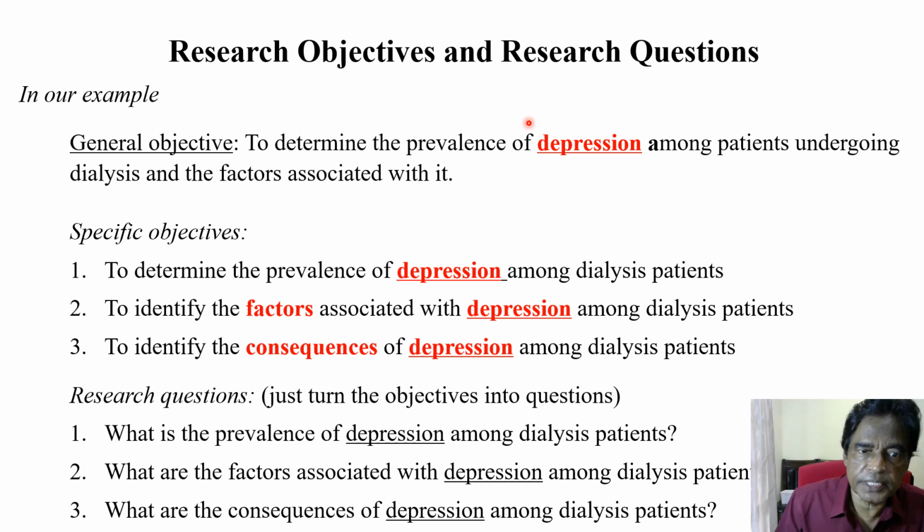You want to turn to the research question. As I mentioned just now, just turn them into questions. You can modify it slightly, whatever it is. Some researchers write only the objective. Some researchers only write the research question. Some write both. Right? Depends on the situation.